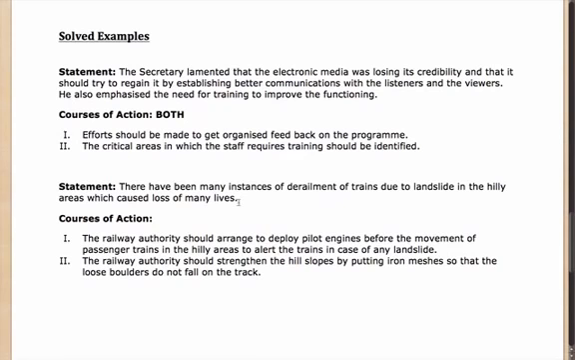In the second one, the statement says there have been many instances of derailment of trains due to landslide in the hilly areas, which caused loss of many lives.